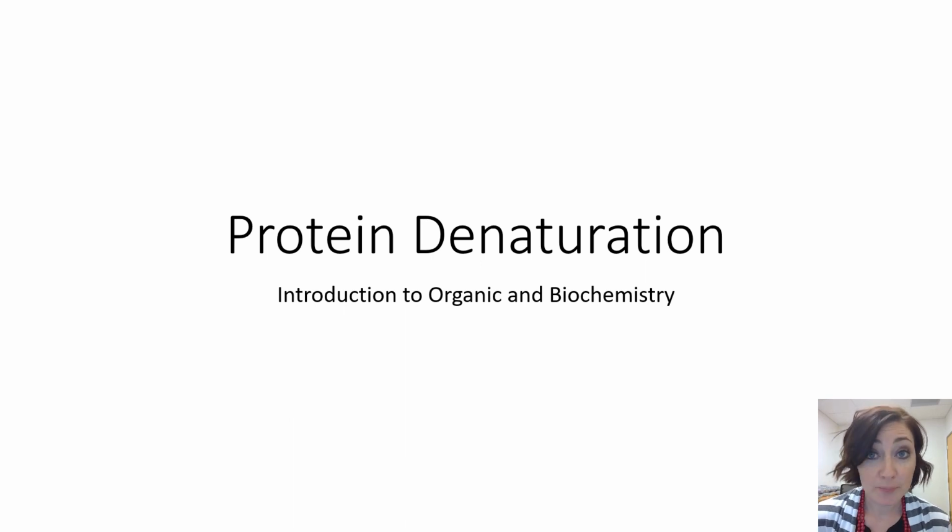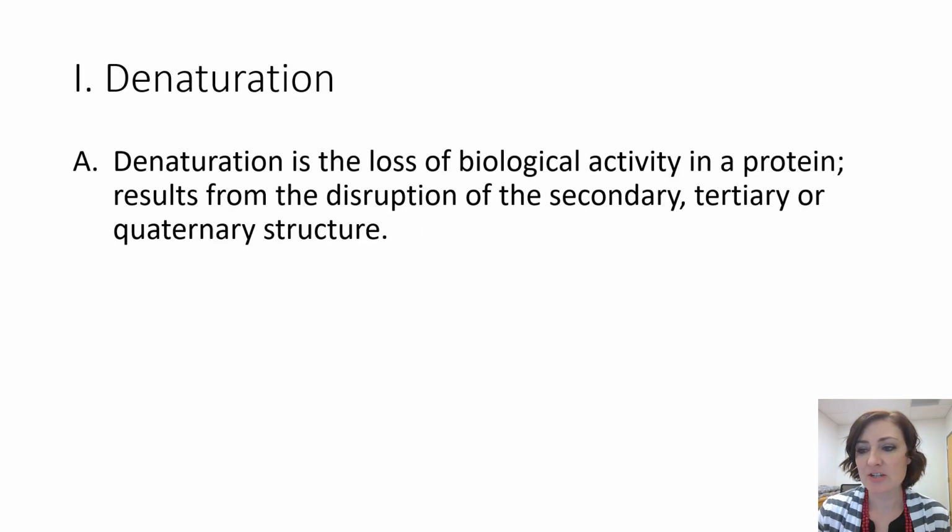Class, we're going to talk about what protein denaturation is and what it isn't. All right, so denaturation is when we have a protein that loses its biological activity. This usually results from a disruption of the secondary, tertiary, quaternary structure. When you're talking about secondary, tertiary, and quaternary structure, you're talking about the shape of the protein.